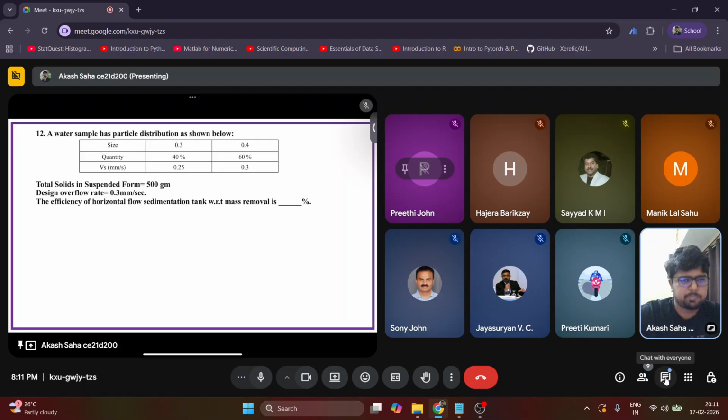We have solved problems like this, but this is a combination, because two different sizes are given. We solved problems where only one size was given. Here you have to find the percentage removal when two different sizes are given, because they will have different settling velocities, since the size is different. Any basic idea or concept you can tell me on how we will approach this kind of problem? You don't have to solve it.